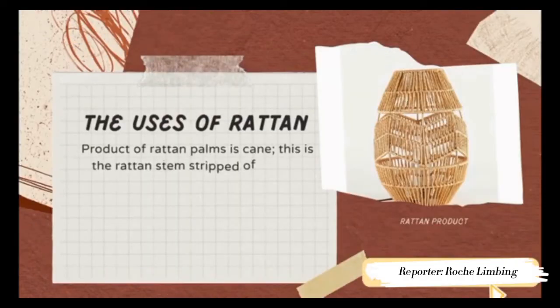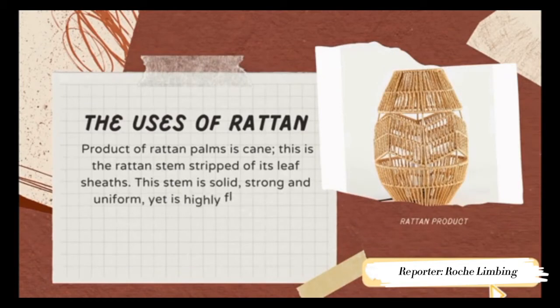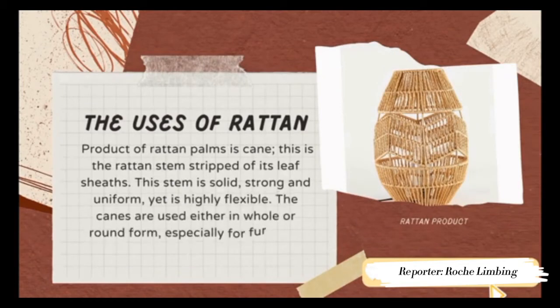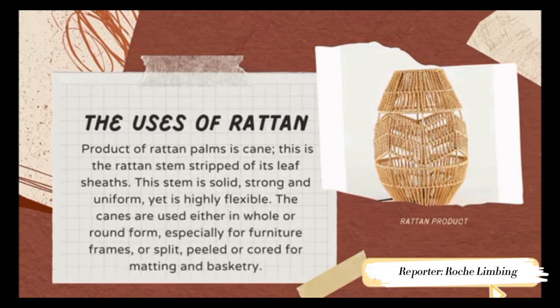The uses of rattan. The most important product of rattan palms is cane. This is the rattan stem stripped of its leaf sheath. The stem is solid, strong, and uniform, yet is highly flexible. The canes are used either in whole or round form, especially for furniture frames, or split, peeled, or cord for matting and basketry. What can be made using rattan? Here are the rattan products: basket, chair, office products, table, bed, chest, picnic basket, tray, bowl, furniture, placemat, and underplate.